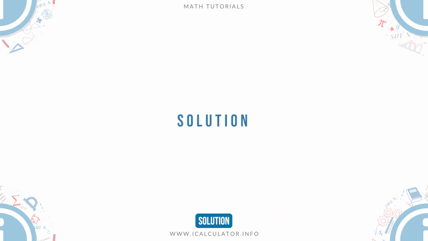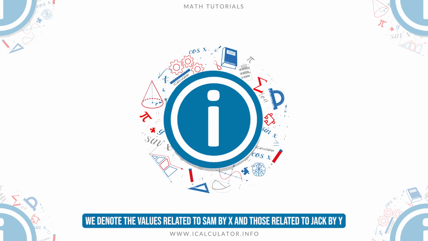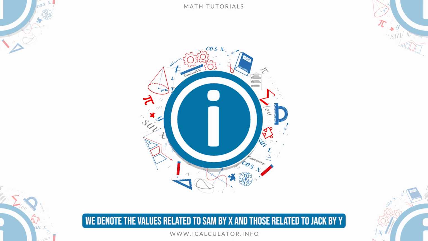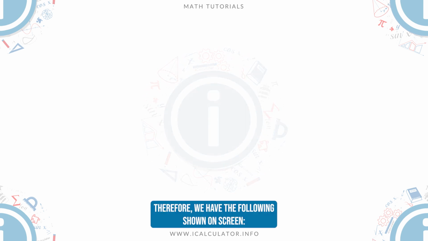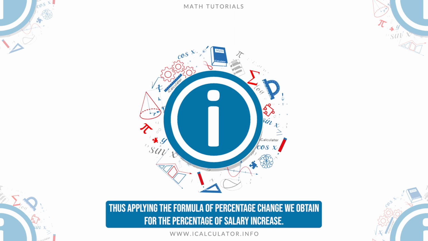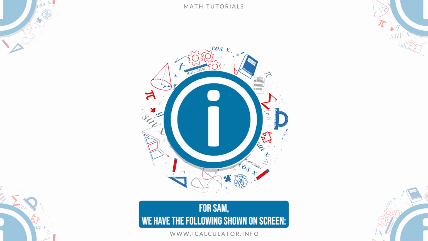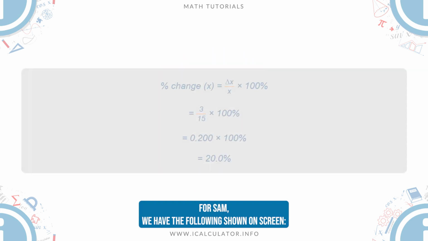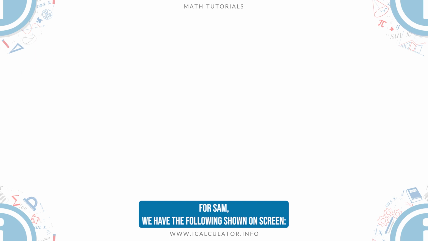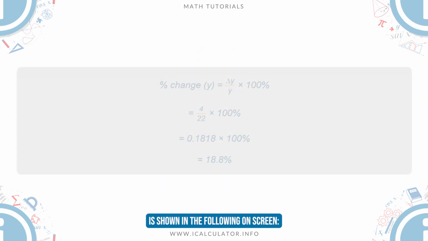Solution: we denote the values related to Sam by x, and those related to Jack by y. Therefore, we have the following shown on screen. Thus, applying the formula of percentage change, for the percentage of salary increase for Sam, we have the following shown on screen. On the other hand, the percentage increase in salary for Jack is shown in the following on screen.